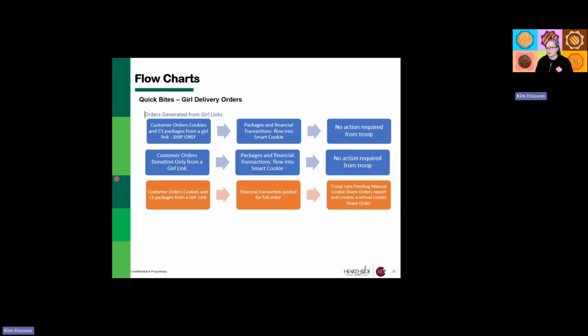I'm going to put a side note in here. If a customer orders for donation only, they enter it in the mobile app and pay cash, then a financial transaction does need to get posted into Smart Cookies, and the cookie share does need to get processed to that girl in the virtual cookie share tab. Then here, a customer orders cookies and cookie share from a Girl Link through Digital Cookie. The financial transaction will post for the full order, but the troop will need to create the virtual cookie share order for that cookie share portion of the order.